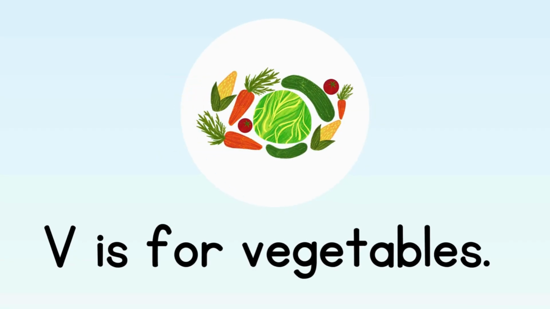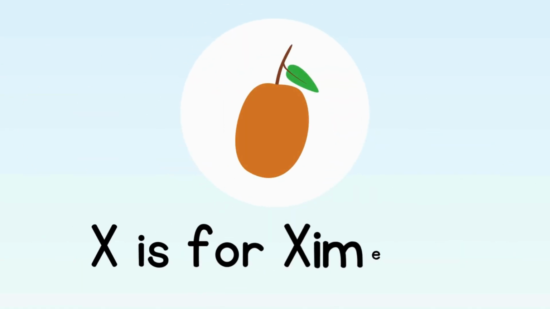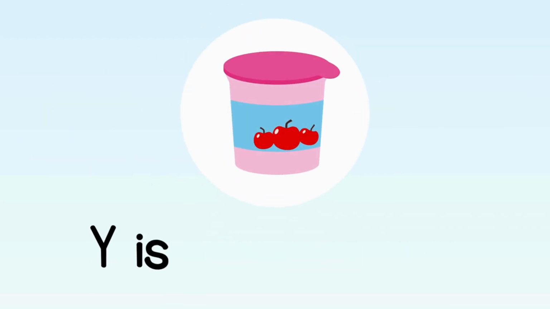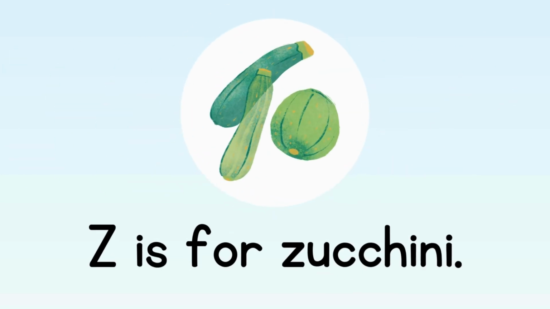V is for vegetables. W is for watermelon. X is for Hemania. Y is for yogurt. Z is for zucchini.